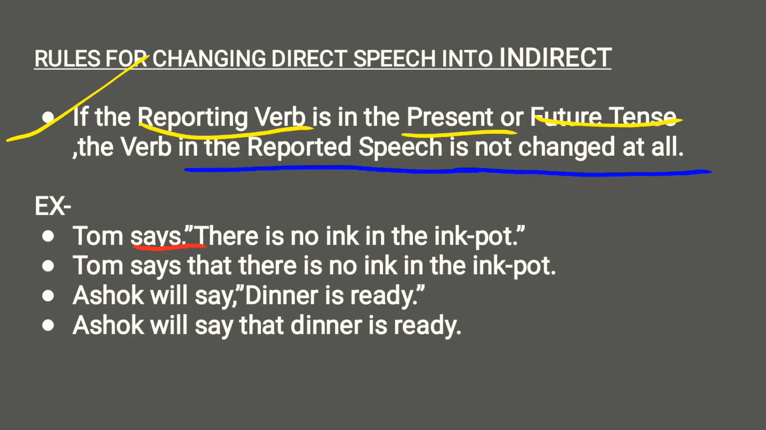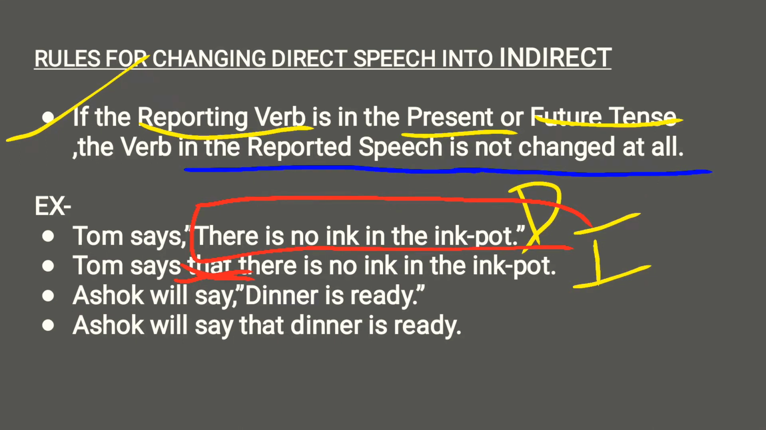This is the direct speech, and this is the indirect speech of that sentence. Tom says there is no ink in the ink pot. Tom says that there is no ink in the ink pot. That means in the indirect speech, I have just added the conjunction that, and I have written the exact reported speech in the indirect speech. Are you getting my point?